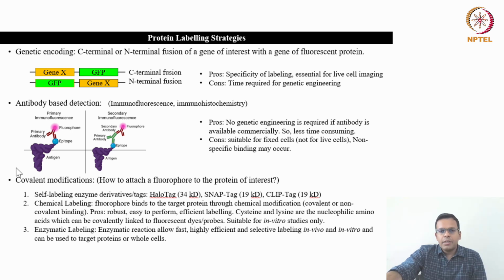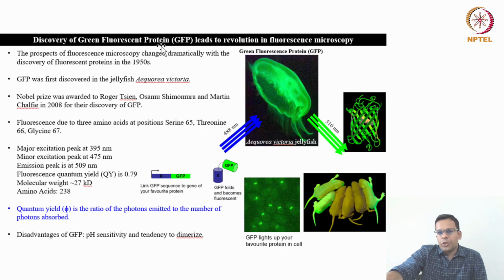So now let us understand a little more about the discovery of the green fluorescent protein. The discovery of green fluorescent protein, known as GFP, led to a revolution in fluorescence microscopy. The prospects of fluorescence microscopy changed dramatically with the discovery of the fluorescent proteins. In the 1950s, this green fluorescent protein was first discovered in the jellyfish Aequorea victoria, and the Nobel Prize was awarded to three scientists, Roger Tsien, Osamu Shimomura, and Martin Chalfie in 2008 for the discovery of GFP.